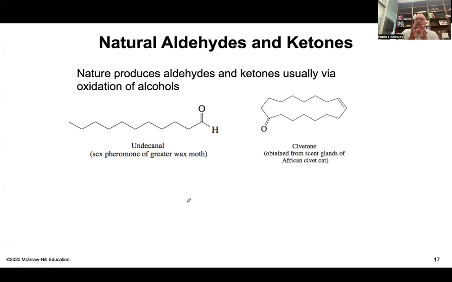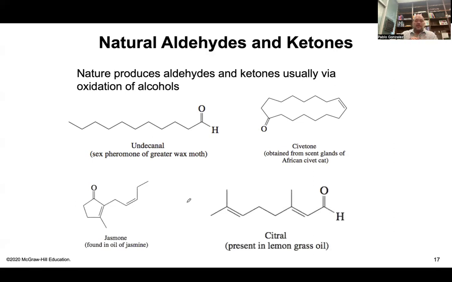Also, we have another kind of molecule, civetone, which is obtained from scent glands of the African civet cat. We have jasmone and also another fragrance, citral. You can find these in essential oils of jasmine or lemongrass oil. So here we have a ketone, an aldehyde here, a ketone here, and an aldehyde here. These are different kinds of ketones and aldehydes that nature produces.